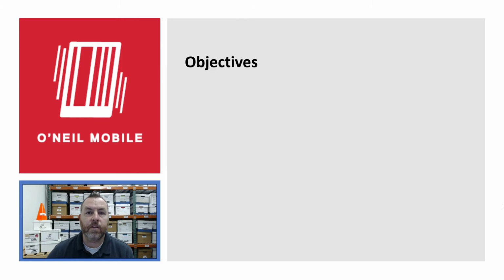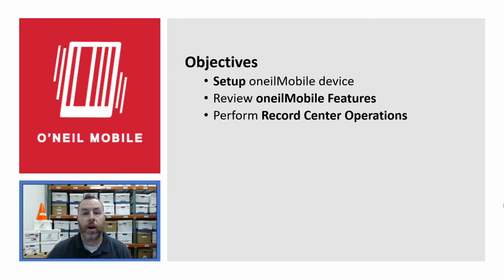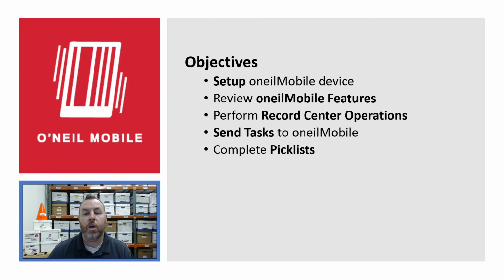That brings us to the end of the Oneil mobile session of this training. In this section, we covered the following objectives. Again, we set up our Oneil mobile device. We talked about various Oneil mobile features. We completed record center operations to move boxes throughout the warehouse, to refile things on the shelf. We sent tasks to Oneil mobile that included our pick list that we used for the process, as well as sending work orders. We completed the pick list using the Oneil mobile scanner.